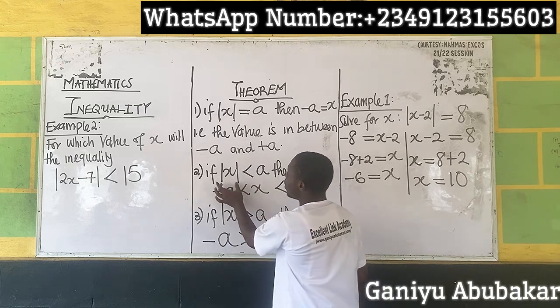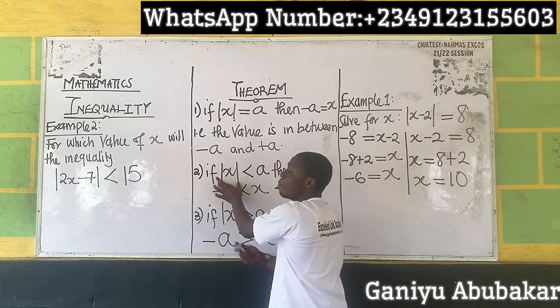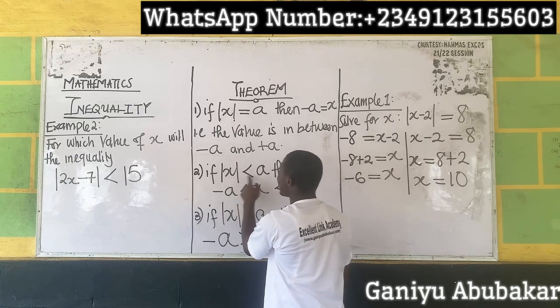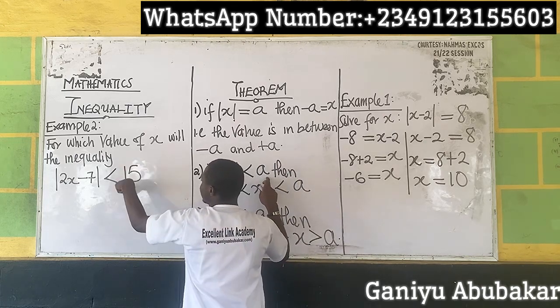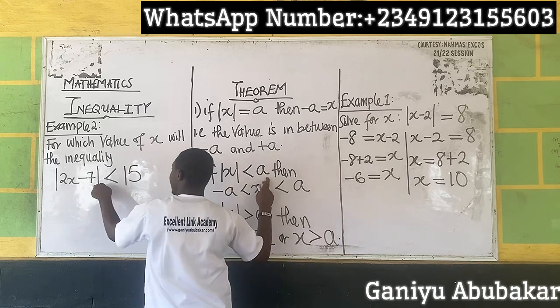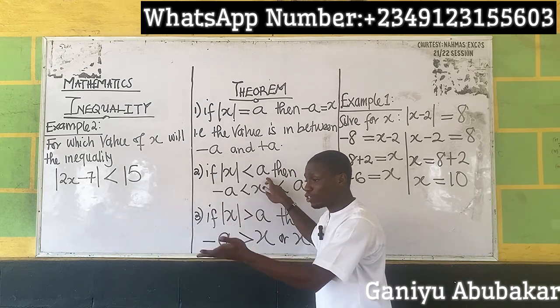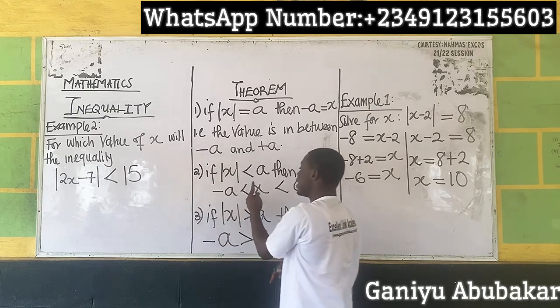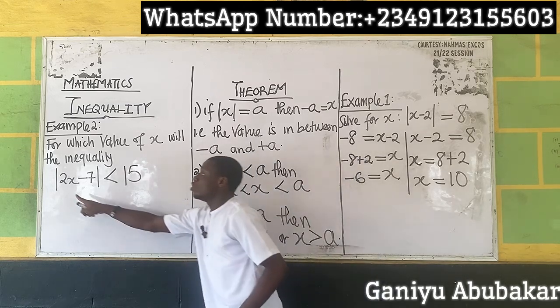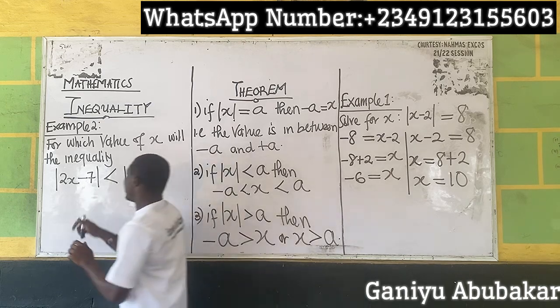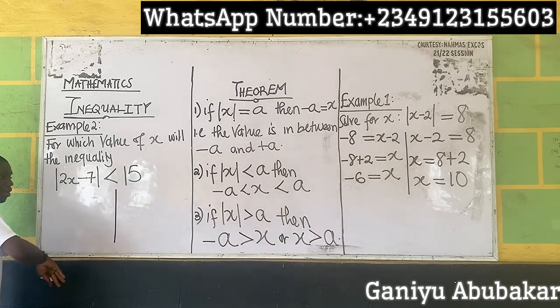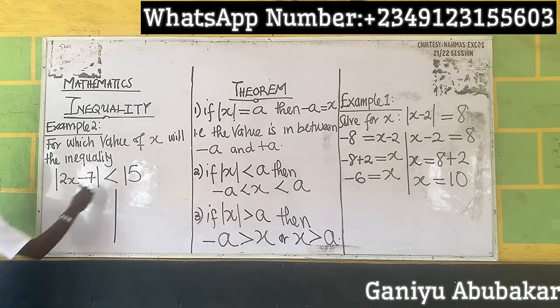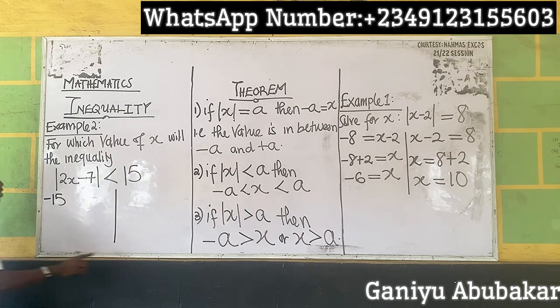Observe that if I have an absolute value, or call it modulus of x, less than a. So let's say my a is this, my x is everything here. So the answer expression should be negative a, that is negative 15, less than x, that's less than 2x minus 7. So in this case here, I'll have to follow the theorem and follow the normal concept.